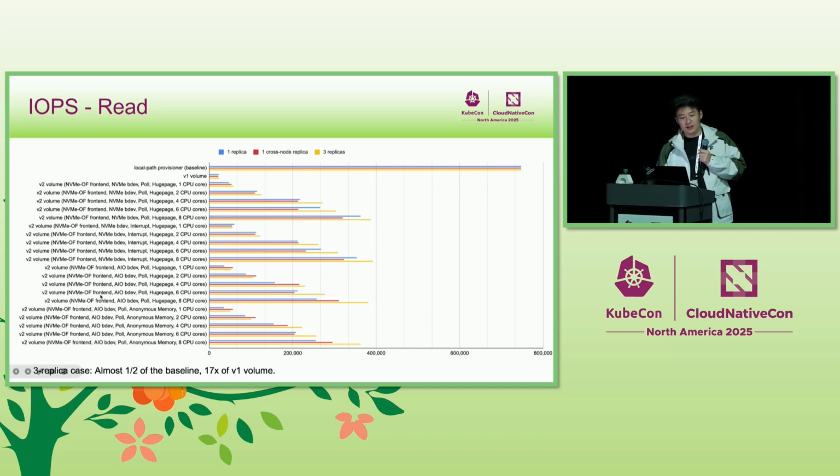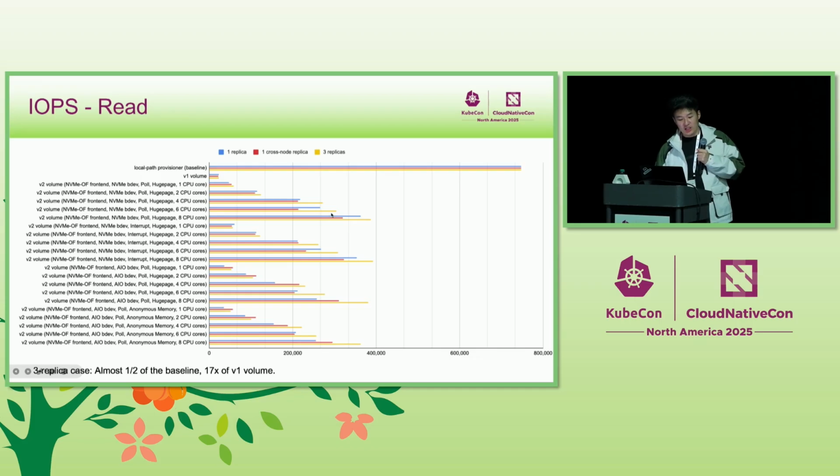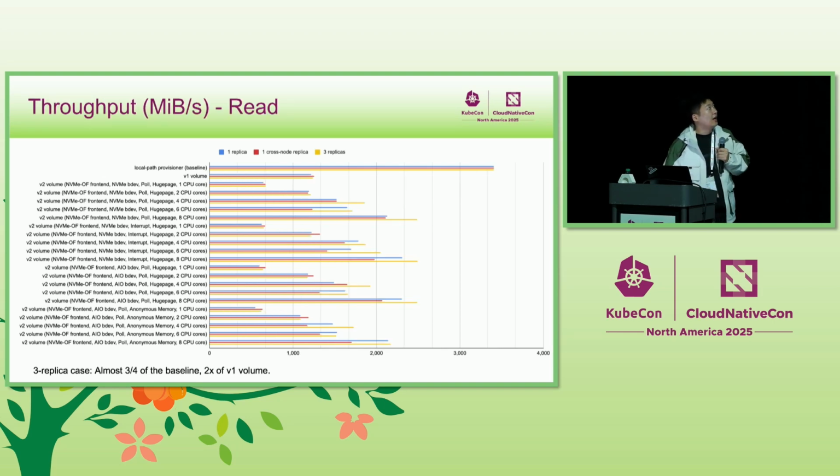So for V1, it has a pretty obvious bottleneck here. But for V2, as long as you can provide enough CPUs, it can achieve almost half of the baseline and 11 times of V1 volume from the read IOPS perspective. And for the write, it's similar. For V2, it can achieve almost 1/3 of the baseline, 8 times of V1. And for the throughput, things are better for both V1 and V2, because it doesn't involve too much the latency.